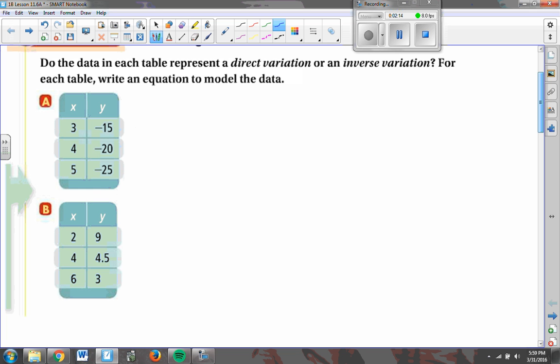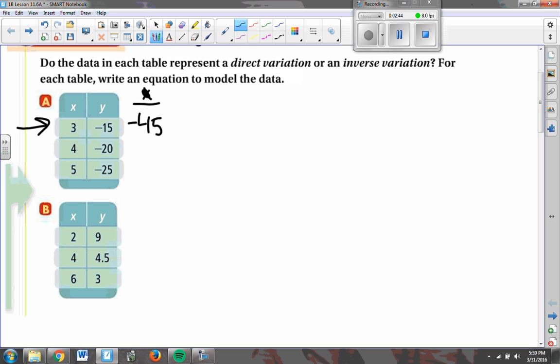The question that we need to ask ourselves is, if I divide the y by the x, y divided by x, does that give me the same number every time? Or is it if I multiply the two together that I get the same number every time? So if we look at letter A, this first line here, if I try to multiply them all together, 3 times negative 15 is negative 45. That's if I multiply.